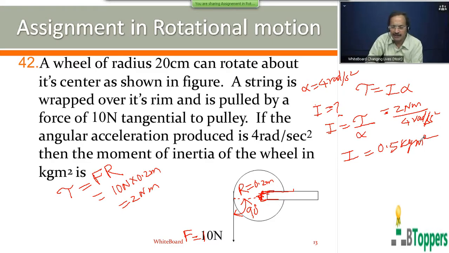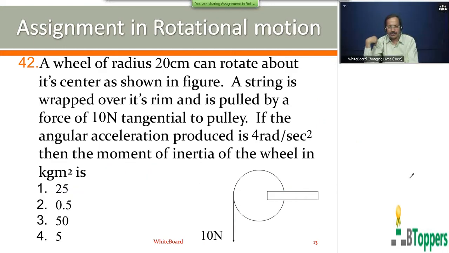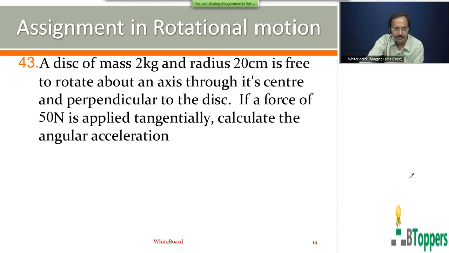So, if you want to copy down the solution of the problem, you can take a pause and copy down the solution of the problem. So, for question number 42, the second option is the answer.